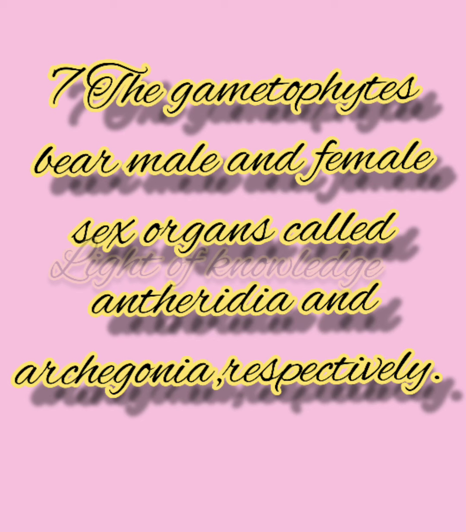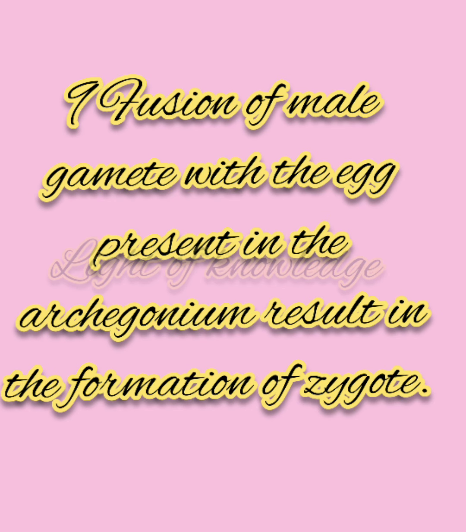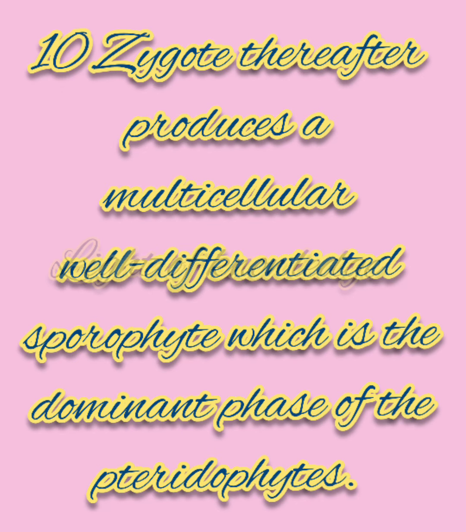Male is antheridium and female is archegonium. Water is required for transfer of antherozoids, the male gametes released from the antheridia, to the mouth of the archegonium. Fusion of male gametes with the egg present in the archegonium results in the formation of zygote, which is diploid. The zygote thereafter produces a multicellular, well-differentiated sporophyte, which is the dominant phase of the pteridophytes.